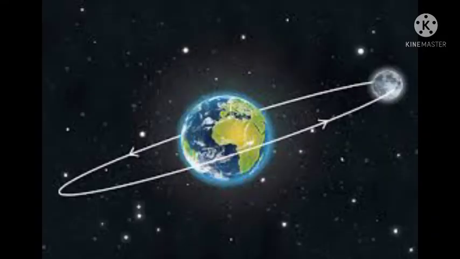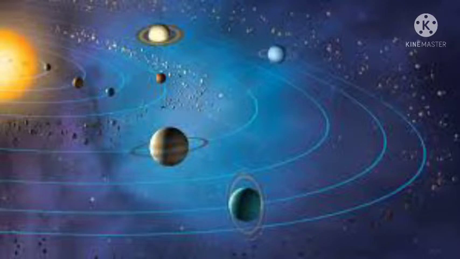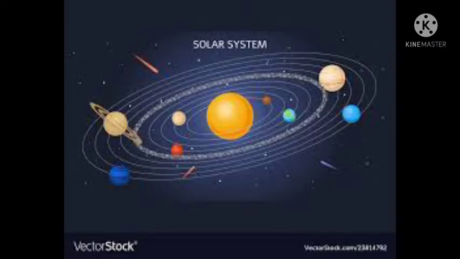Everything in our solar system orbits around the sun. All the planets orbit the sun. Pieces of rock called asteroids orbit the sun. Balls of ice and rock called comets orbit the sun. Moons orbit planets, which orbit the sun.